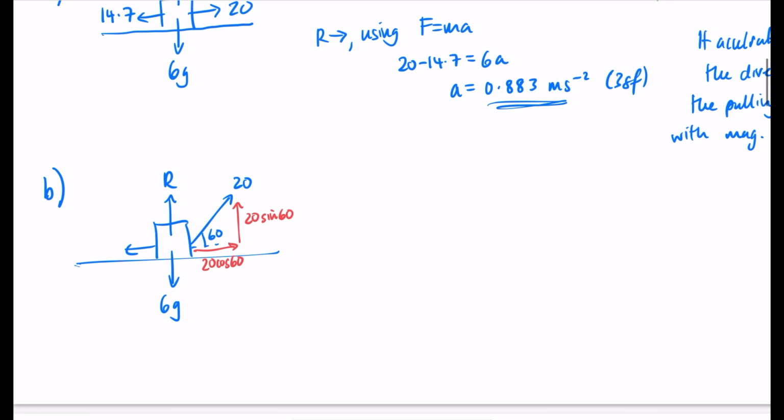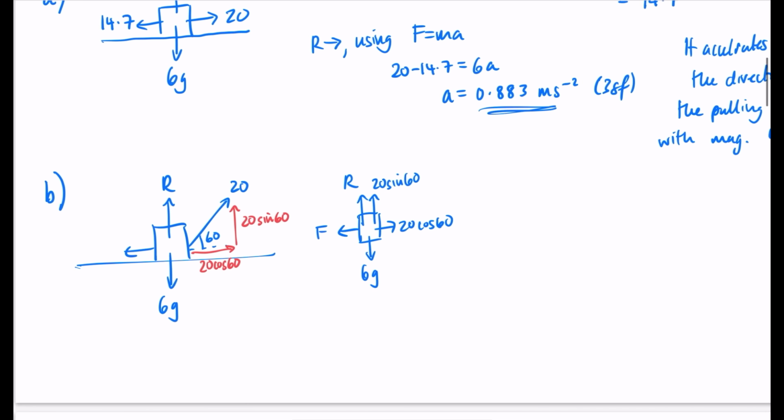And this is sometimes where redrawing a diagram can be helpful, and you'll see it might get more helpful in the more challenging questions. So I'll put the R, and the other force that's going up is the 20 sine 60. And then the force that's coming out to the right is the 20 cos 60. Notice how I'm not doing another 20. I've split it into two, so I'm not going to put another 20 anywhere else. I'm going to have my 6G, and then I'm going to have this frictional force that's coming out to the left.